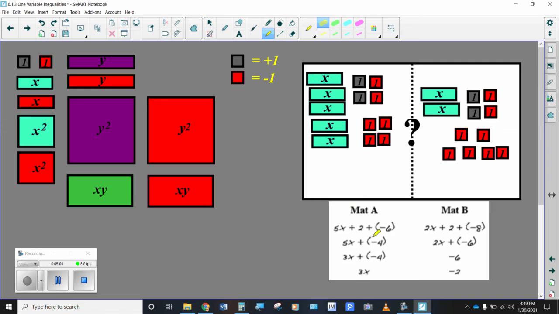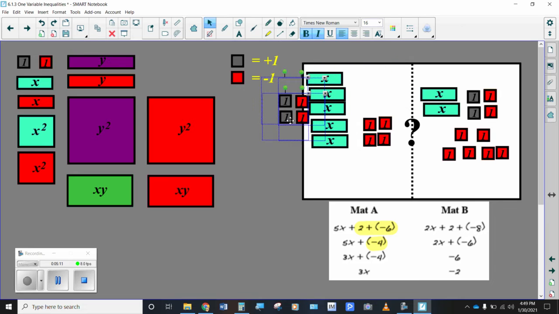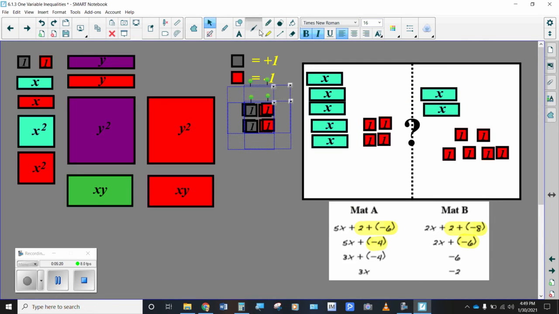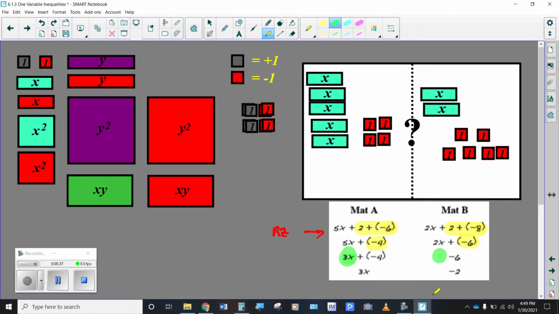So what appears to be happening here to go from 2 plus -6 to -4? That's the whole idea of removing zeros, right? And to go from 2 plus -8 to -6, same thing. This step involves the removing of zeros. So removing 0 pairs was her first step right here. Then she went from 5 x's to 3 x's and 2 x's to no x's right there.